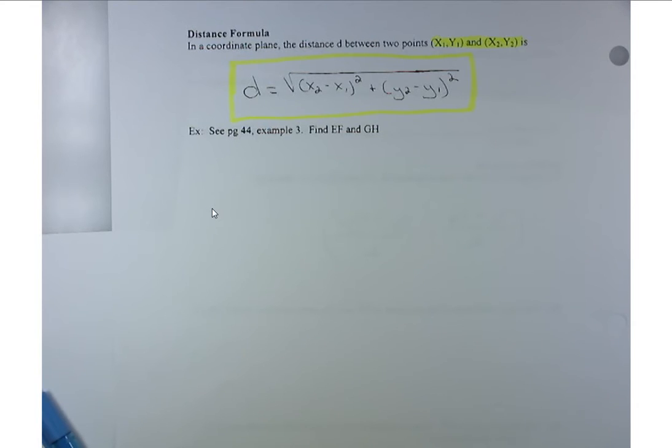Why does it always have to be positive? You're saying it right. If you square a negative, what do you get? A positive, because isn't a negative times a negative a positive? Yep, and if you square a positive, it's also positive. A positive times a positive is going to be positive. So whatever you get underneath the radical should be a positive number. If you don't get one, you're going to have to check it.